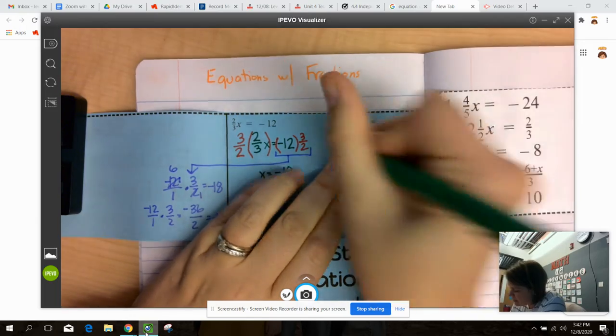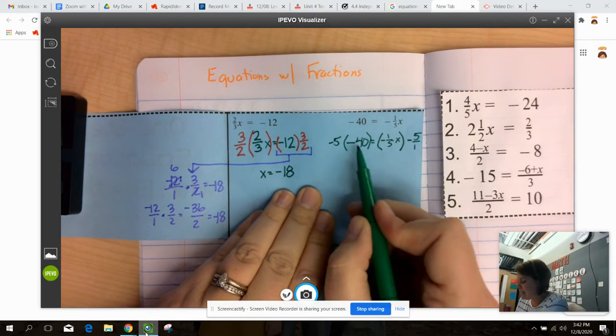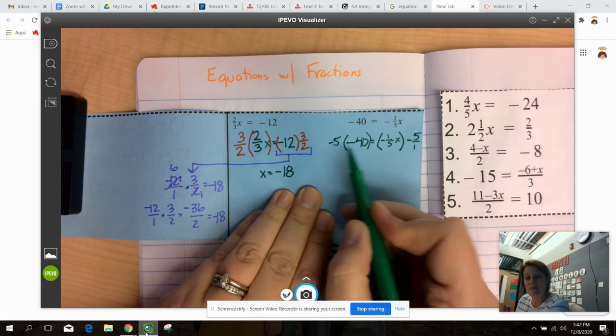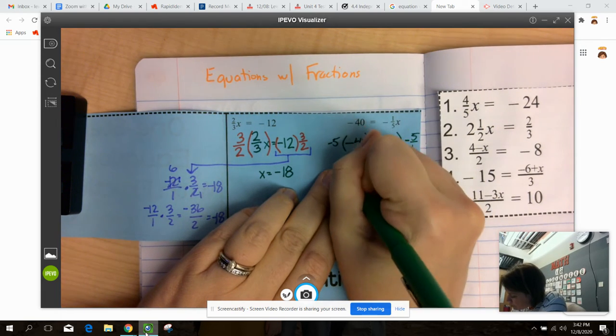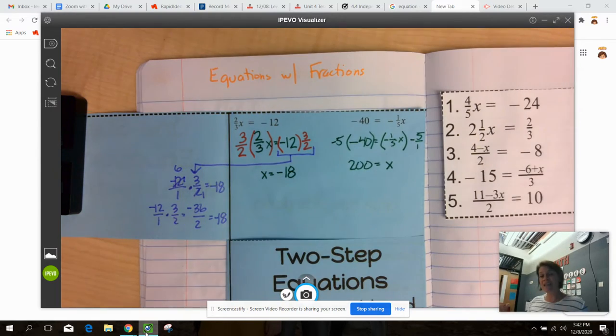So you would do the same thing here, that negative 5, okay? We would do that negative times a negative. We know it's going to be a positive. 5 times 4 is 20. We would put the other 0, and that would be x. So that's how you get rid of fractions that are attached to your fractions as coefficients. That's how we would get rid of them.